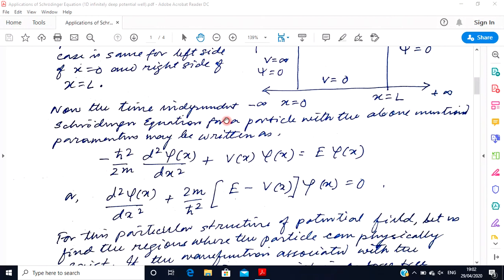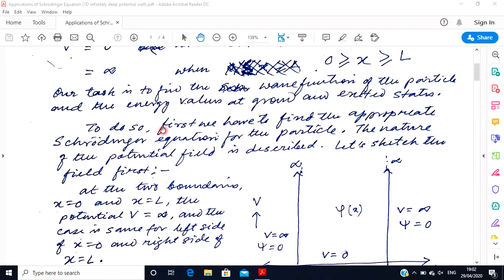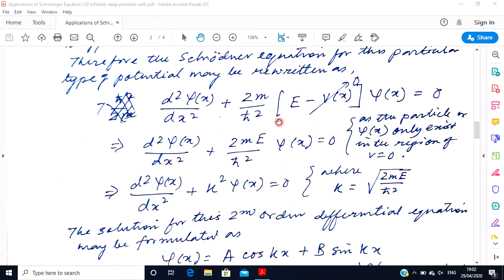Now we are going to modify the V(x) of the Schrödinger equation to find the exact Schrödinger equation for this purpose. That we have done in this next page. Let us see here, if we make V equals 0, why are we making this 0? Because we know that the particle can only exist where the potential is 0, so psi(x) exists. Otherwise, there is no particle where V equals infinity.